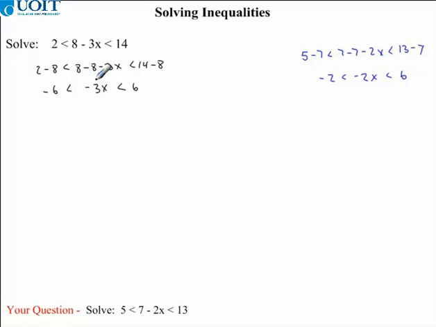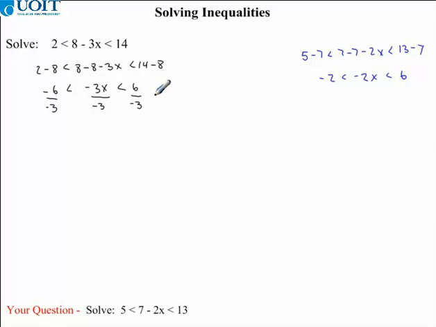Coming back to our question, we now need to eliminate this negative 3. The operation between negative 3 and x is multiplication. So to get rid of the negative 3, we need to divide this middle term by negative 3, since division is the opposite operation of multiplication. If we divide the middle term by negative 3, we also need to divide the left-hand side and right-hand side of the inequality by negative 3 to preserve our original inequality. So we will divide negative 6 by negative 3, as well as positive 6 by negative 3.